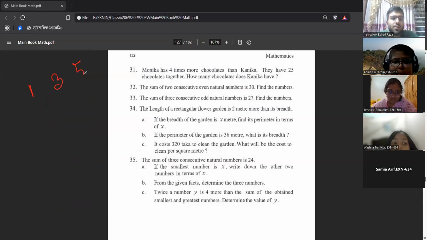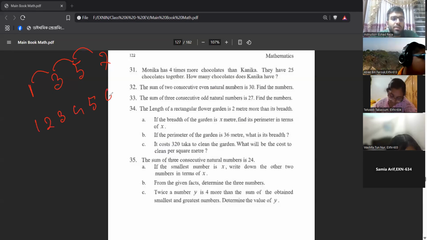Because 1, 3, 5, 7. Again, look at how much the difference is. It is 2. Again, it's not 1. Because if you write 1, 2, 3, 4, 5, 6, 7, we are getting odd numbers after every even number. So the distance is basically 2 between 2 numbers.